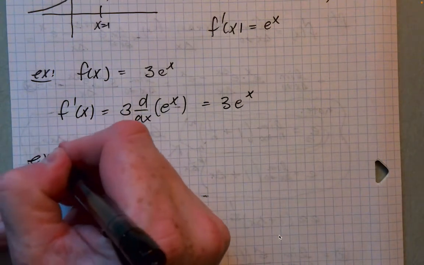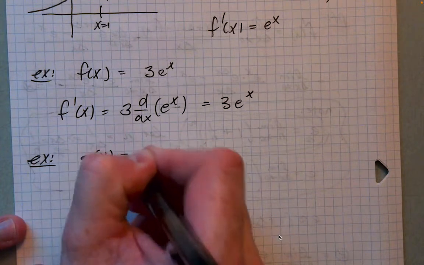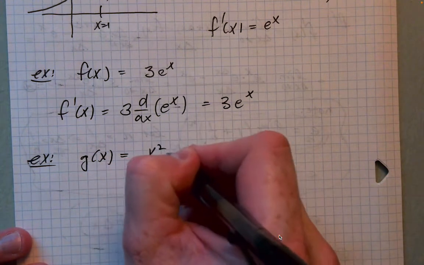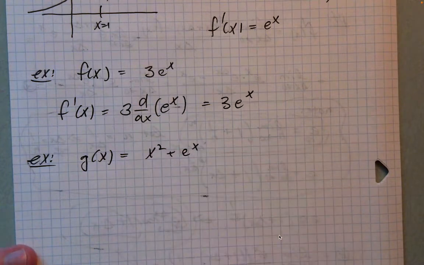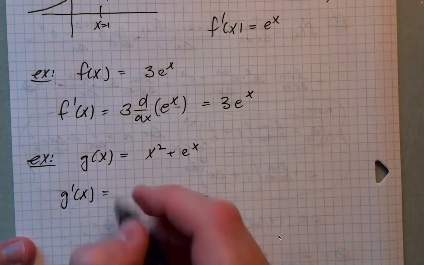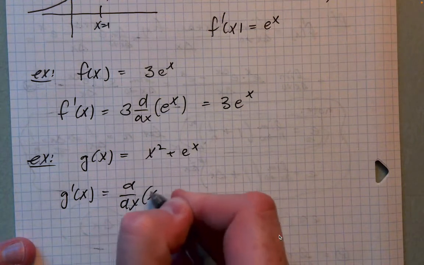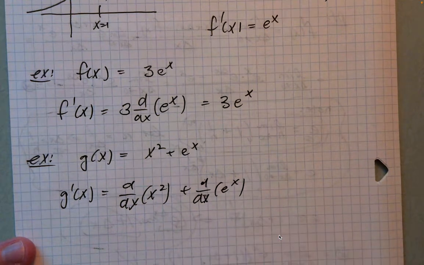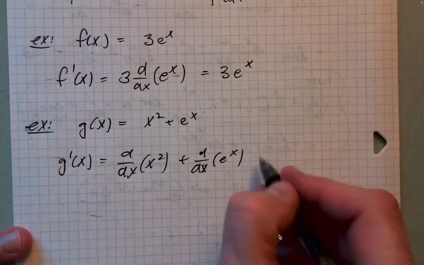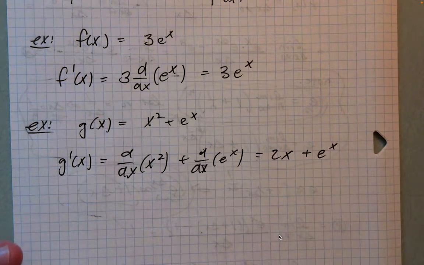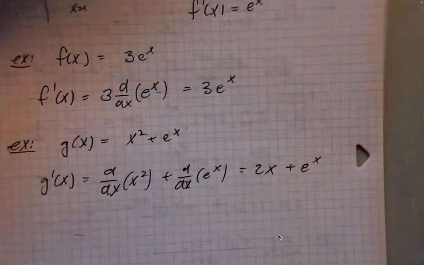What about g of x equals x squared plus e to the x? Let's say that. G prime of x would be equal to d dx of x squared plus d dx of e to the x. And so we would know that that's 2x plus e to the x. Okay, no problem.